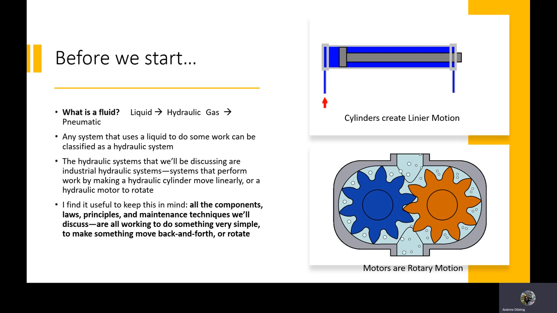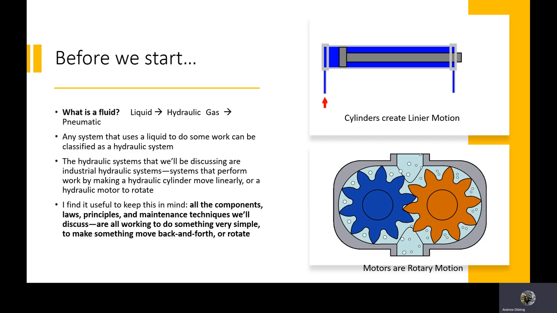So before we start, some things you need to know. What is a fluid? Well, fluids take various forms. You're familiar with a fluid as water, hence the name hydraulics from the Greek word for hydro, meaning water, and pneumatics, which is the Greek word for pneuma or air. So if we have a gas system, that's a pneumatic system, and if we have a liquid system, that would be a hydraulic system.